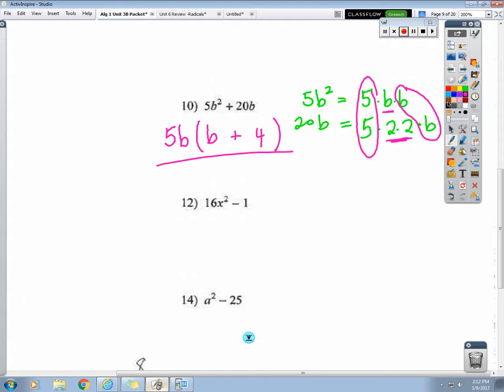But keep in mind, this quiz is going to be multiple choice, so even if you don't know how to factor, couldn't you take each of the 4 choices and distribute them out until you found the one that made that? 5b times b is 5b squared. 5b times 4 is 20b. So you could take all 4 choices, distribute them out, and see which one makes the question. So that's what questions 1 and 2 will look like tomorrow.